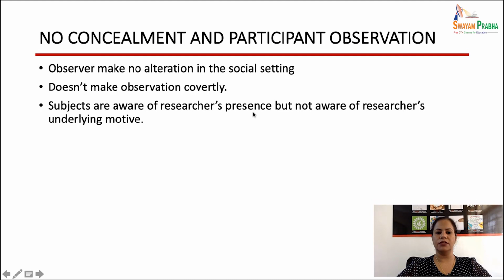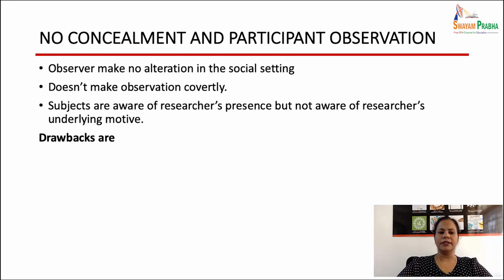So they know that the researcher is present and observing, but they do not know what exactly the researcher is observing. So they are not aware of the researcher's underlying motives. And here the researcher is part of the group. As a part of the group, the researcher observes the people. They know that the researcher is part of their group and working with them, but that he is observing them for his research study is not known to them.